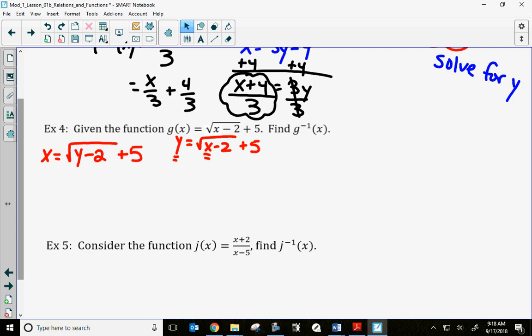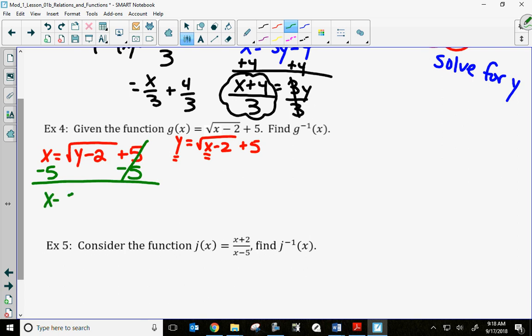Little tip here, children. Anytime you need to get rid of a square root symbol or a square root function or operation, you need to get it alone first. Meaning, on the right side of my equation, I have the square root of y minus 2 plus 5. I want to get rid of that 5 first. I'm going to subtract 5 from both sides. I've got x minus 5 equals the square root of y minus 2.